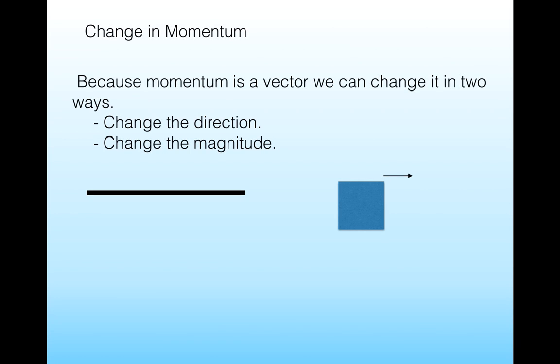Because later on we'll be talking about conservation of momentum, we're obviously going to have to also think about changes in momentum. So let's talk a little bit about how momentum can change. Because momentum is a vector, we can change it in two different ways. You can either change its direction, like this, or you can change its magnitude, like something that stopped can go, or something that was going could stop. So we'll do two examples of this now.